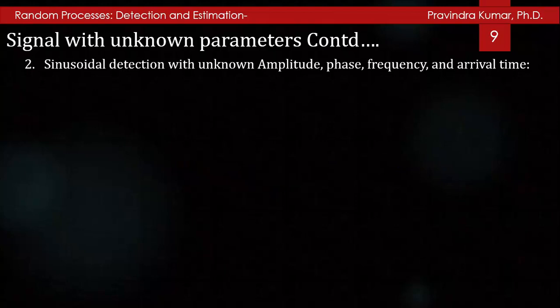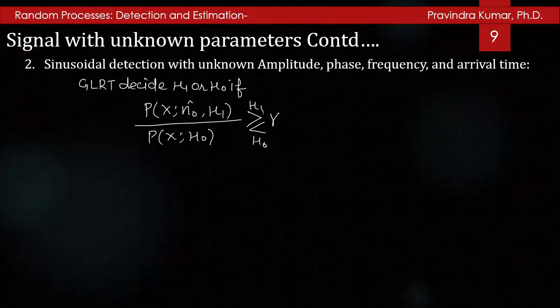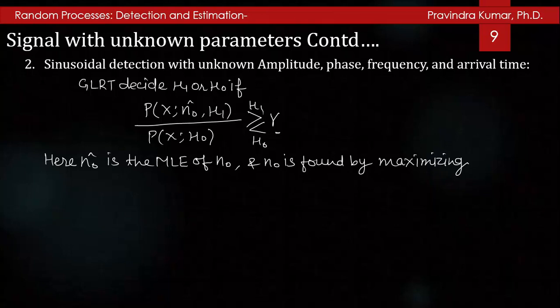Now the GLRT decides H1 or H0 if the PDF under hypothesis H1, which includes the estimated value of the delay, divided by the PDF under hypothesis H0, so it will be the generalized likelihood ratio, is greater than or less than the threshold value gamma. Here n0 hat is the MLE of n0, and n0 hat is found by maximizing the likelihood function, the summation from n = n0 to n0 + M minus 1 of x[n] s[n - n0], over all values of n0.